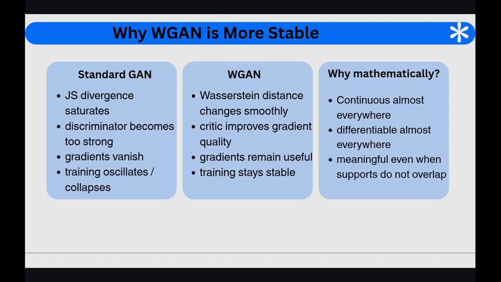Another advantage is that WGAN loss is meaningful. In standard GAN, loss often does not match the image quality, but in WGAN, loss usually reflects the sample quality much better. So overall, WGAN is more stable because it gives smoother training and more useful gradients.